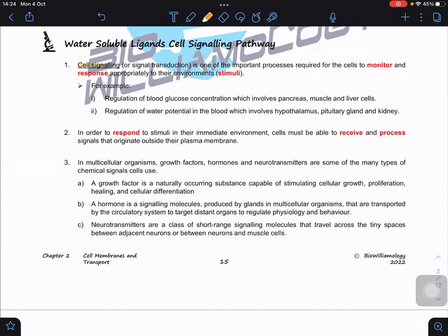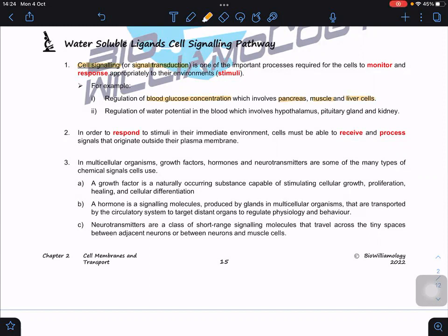So what is cell signaling or signal transduction? Actually, they are a little bit different. Later, I will show you. It is one of the important processes required for cells when we want to monitor and respond appropriately to their environment. For example, blood glucose concentration. We are going to learn this in A2 again, which involves the pancreas, muscle, and liver cells.